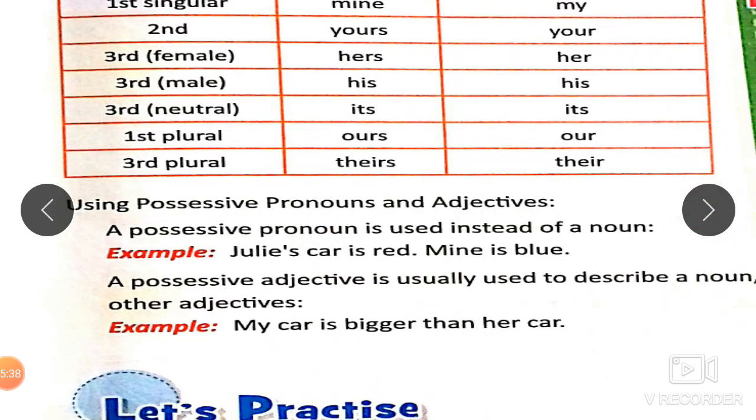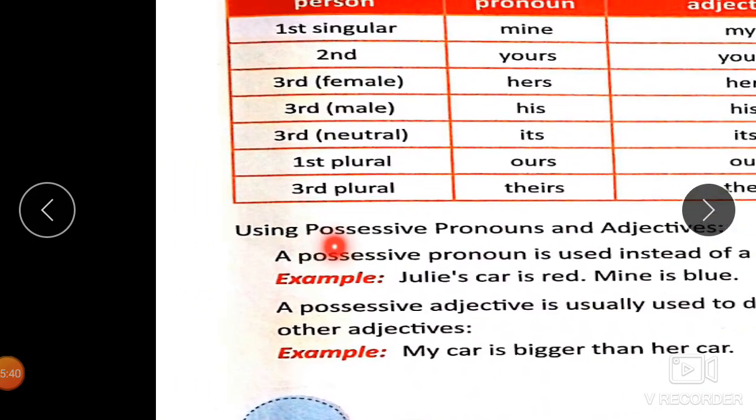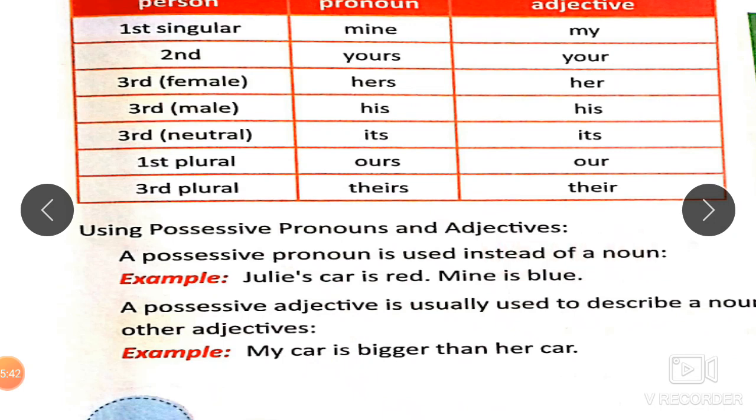Look at this example given here. A possessive pronoun is used instead of a noun. Julie's car is red, mine is blue. See, Julie's car is red, my car is blue.